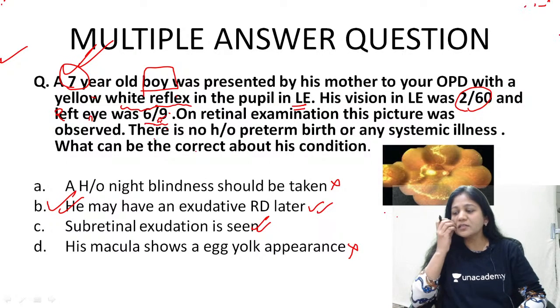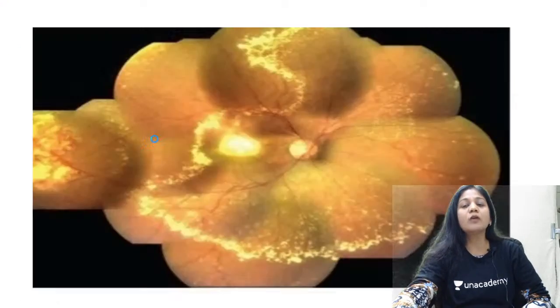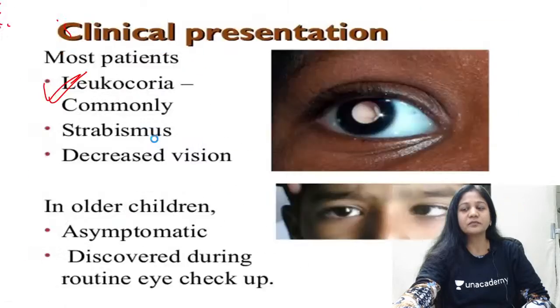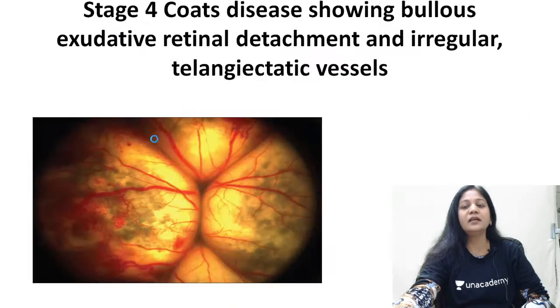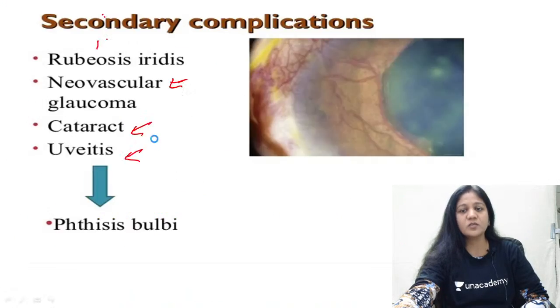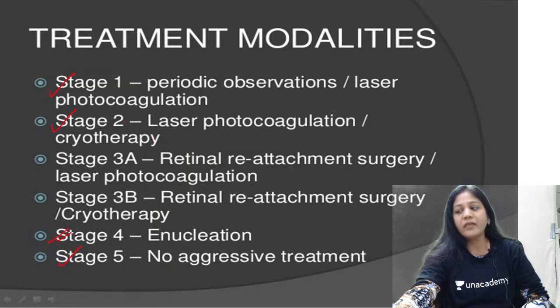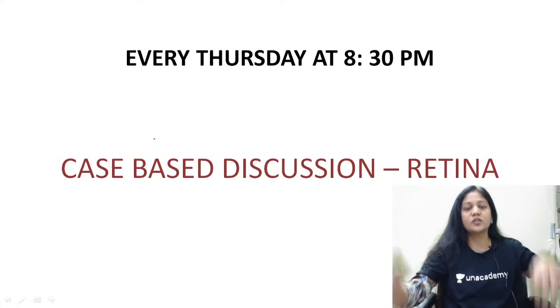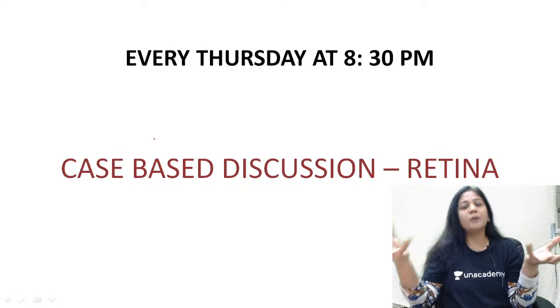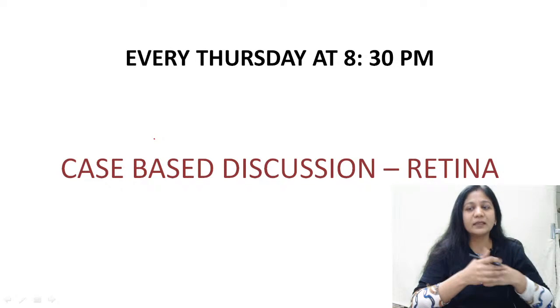Alright guys, so this is how we approach a patient of Coats disease. These are some very tricky things and some very important picture questions which I have shown you here. And the last thing, how to distinguish retinoblastoma from a case of Coats disease, is what is important.